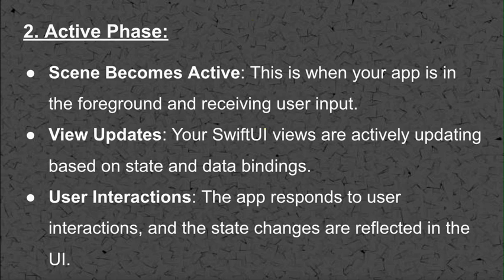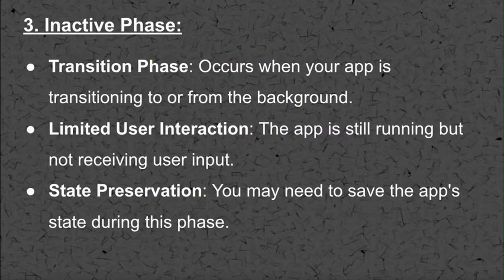Number 2, active phase. Scene becomes active. This is when your app is in the foreground and receiving user input. View updates. Your SwiftUI views are actively updating based on state and data bindings. User interactions. The app responds to user interactions and the state changes are reflected in the UI.